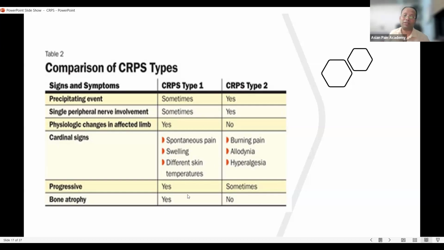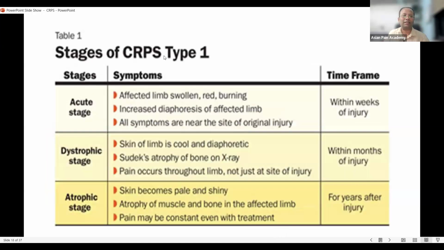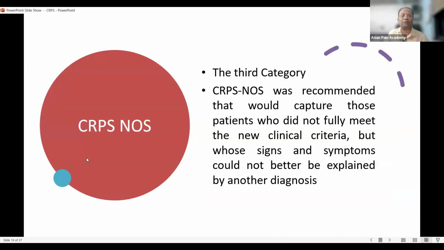At least you can say to the patient, if there is a precipitating factor, that you will become all right, don't worry. So these are the stages: acute stage, dystrophic stage, atrophic stage. You can simply understand that when the patient goes to the atrophic stage, it is very difficult to reverse. But if it is in the acute stage or dystrophic stage, then it is easy to reverse.